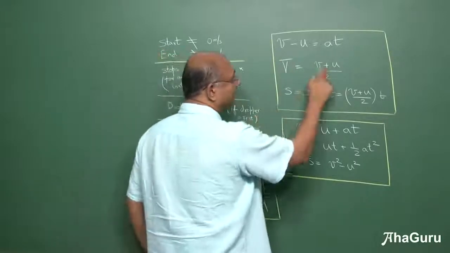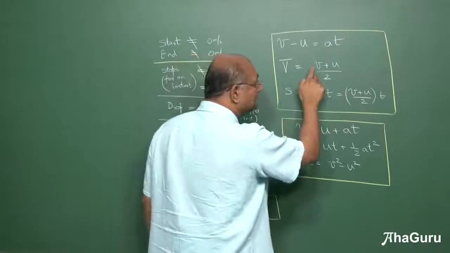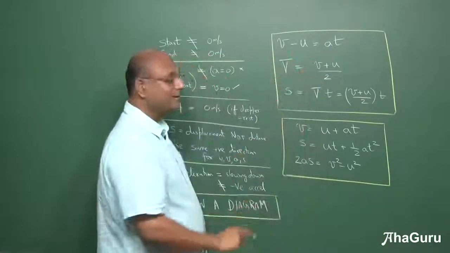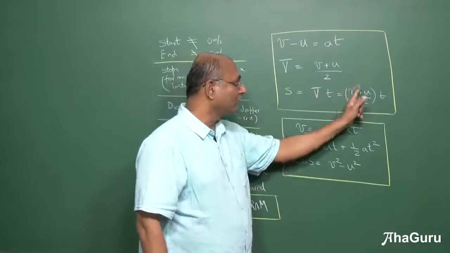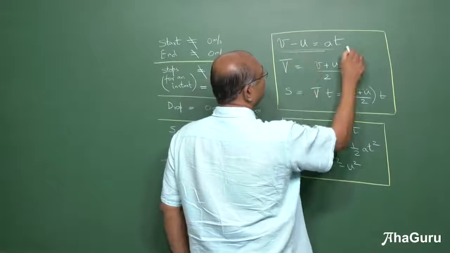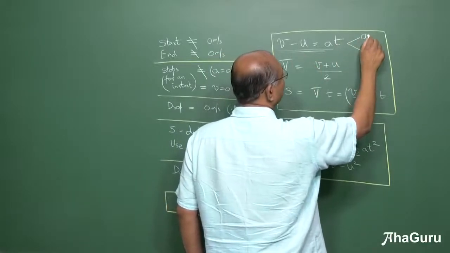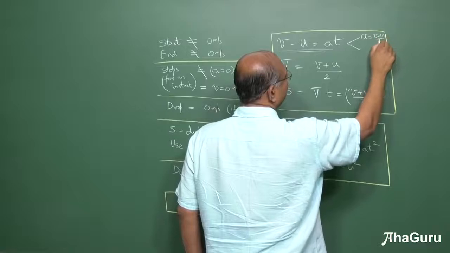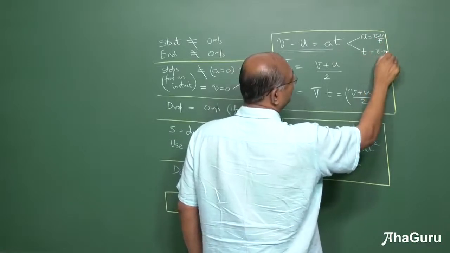Second, calculate average velocity, u plus v or v plus u by 2. This comes with sign, this also has sign. Okay, and s is average velocity into time, so v plus u by 2 into t. Now this equation becomes two equations if you want. You can write acceleration is v minus u by t, but I don't want that very much. Time is v minus u by a.